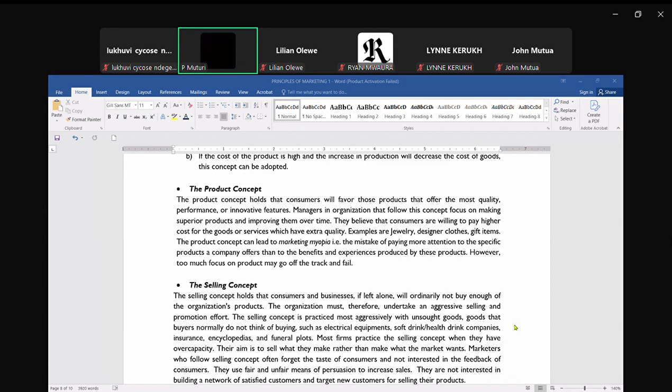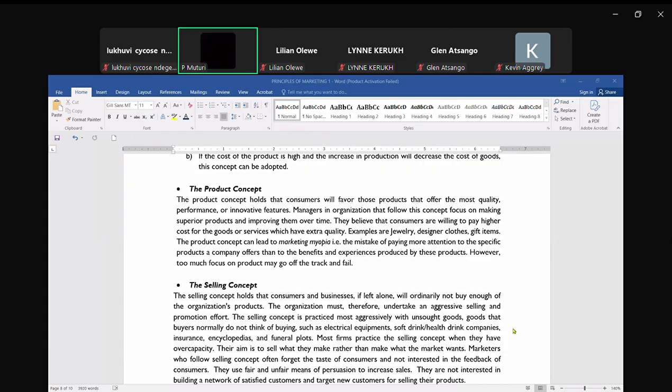Selling concept, I think we move on to the selling concept. This one holds that consumers and businesses, if left alone, will ordinarily not buy the organization's products, so people must be pushed. So this is a concept where organizations undertake aggressive selling and promotion effort. Again, there are products that are fitted for this kind of orientation. For instance, products where people don't think they need them. We don't go out of our way to look for them. So these are not your basic products.